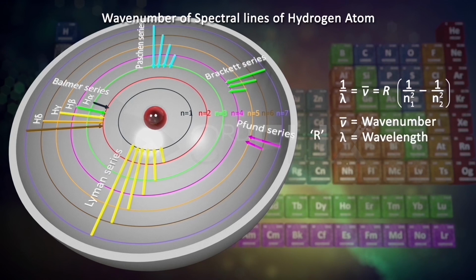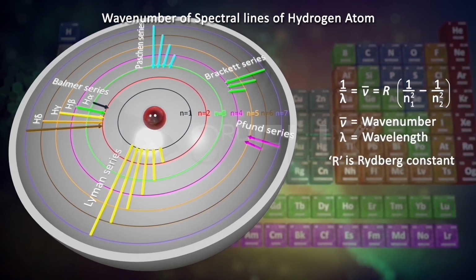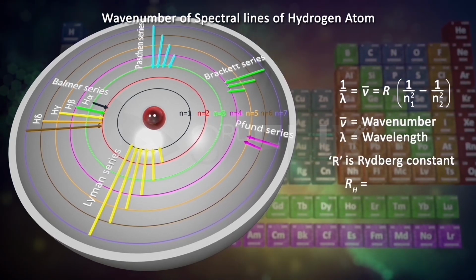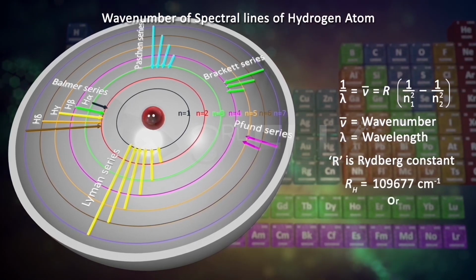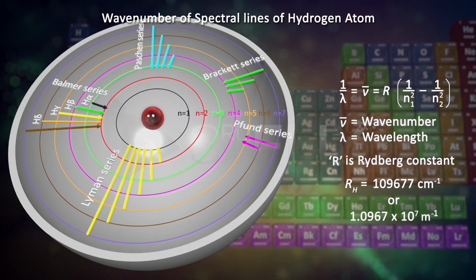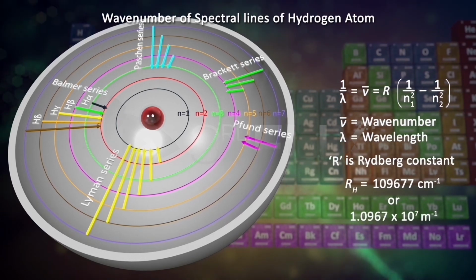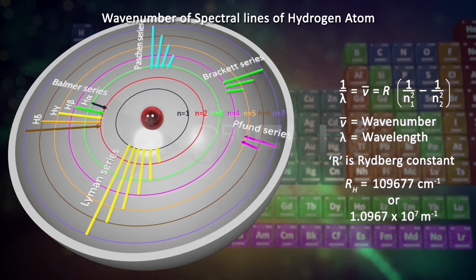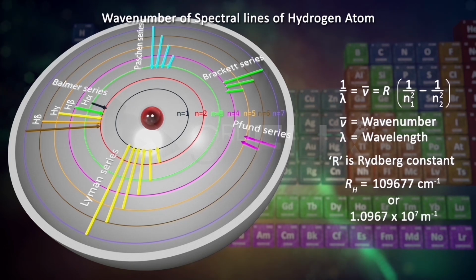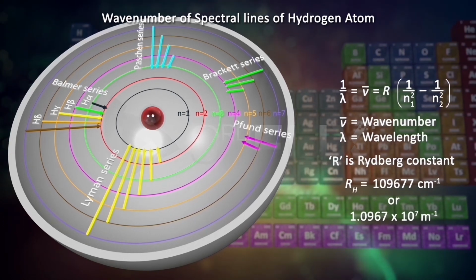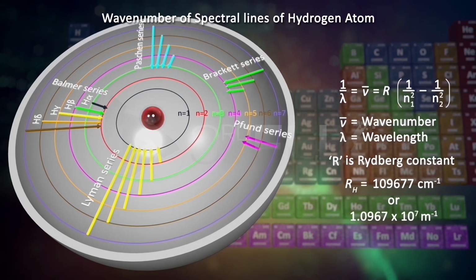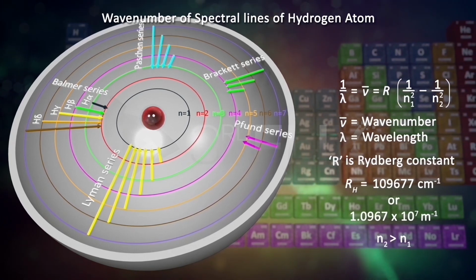λ is the wavelength, and R is called the Rydberg constant, whose value for the hydrogen atom, R_H, is 1,09,677 per centimeter, or 1.0967 × 10⁷ per meter. n1 takes values 1, 2, 3, 4 and 5 for Lyman, Balmer, Paschen, Brackett and Pfund series respectively. For a given spectral series, n2 is always greater than n1.